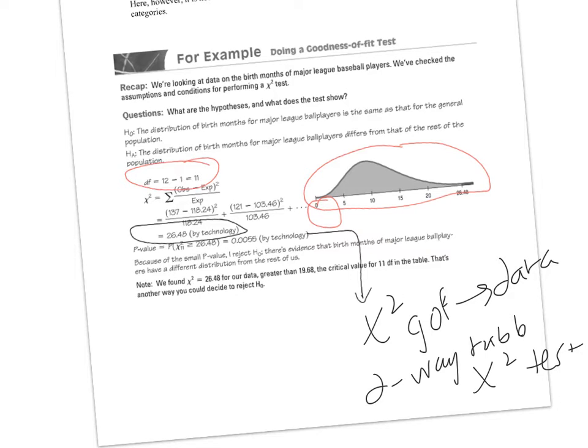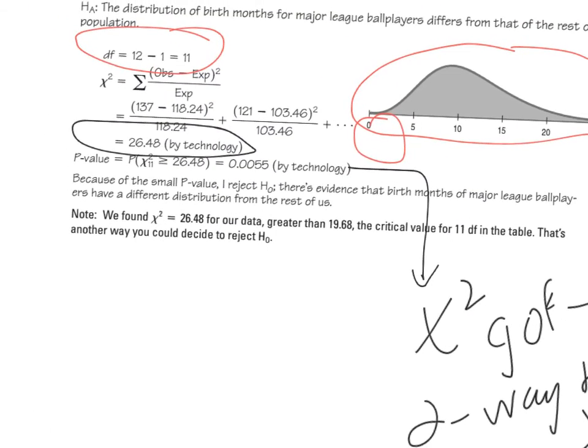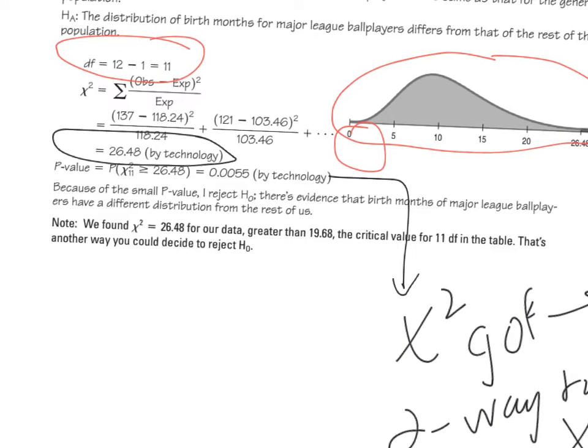So they said because of the p-value being really small, they reject the null hypothesis, saying that there's evidence that the birth rates or the birth months for Major League Baseball players have a different distribution from the rest of us, which is kind of funny. And again, you could also use the critical value on the back page of our notes that we looked at last class. So that's where they got the 19.68. You could also check that. So they looked at the table, looked at the degrees of freedom, which was 11. And then that's just another way to support that you rejected your null hypothesis.